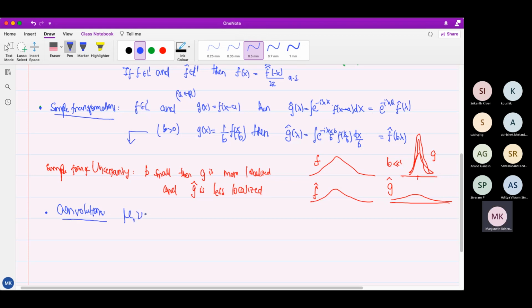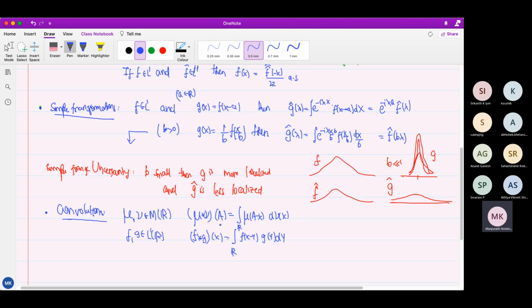So if mu and nu are in M of R, mu star nu is defined by the integral of mu of A minus x d nu of x. And if f and g are in L1 of R, the convolution is defined as the integral of f of x minus y g of y dy. Integrals are over the real line.